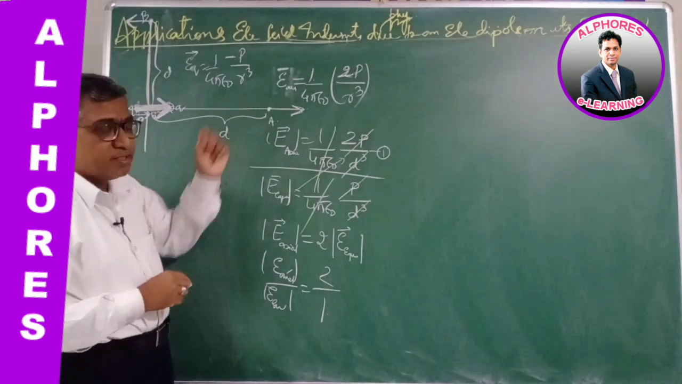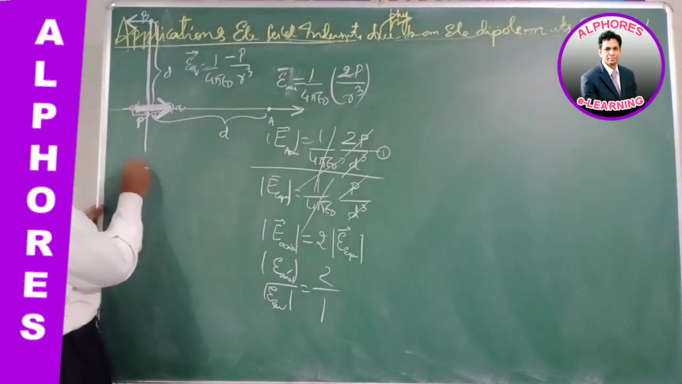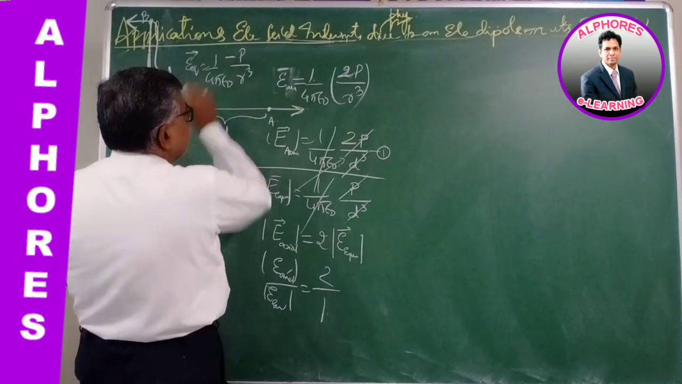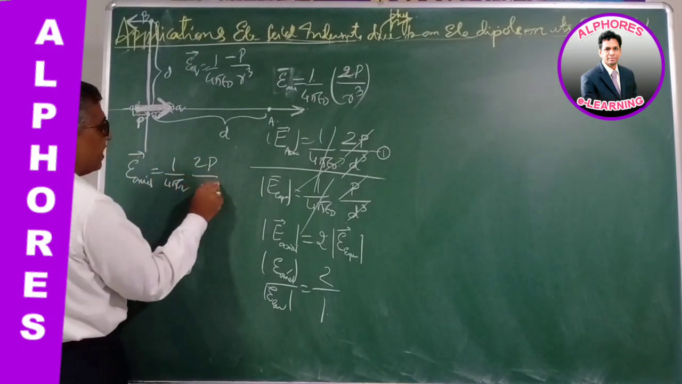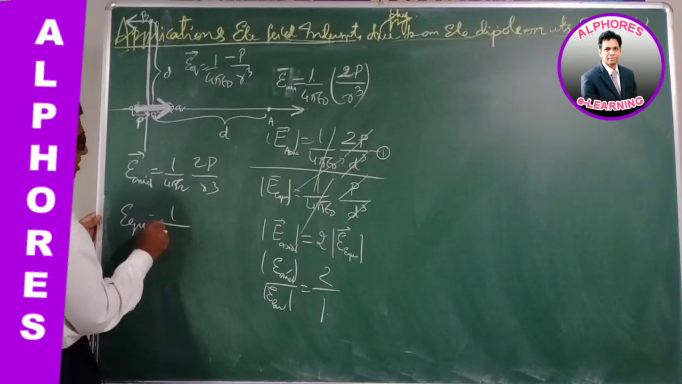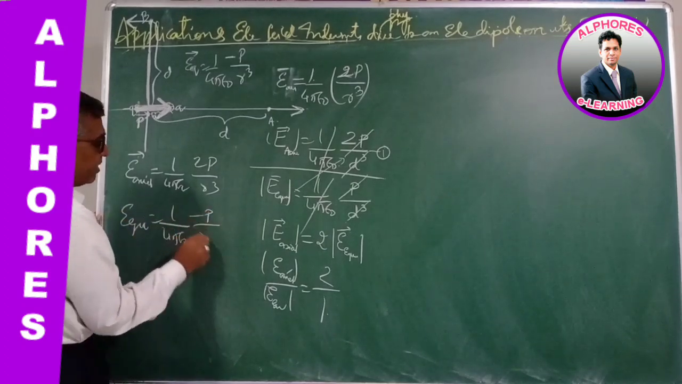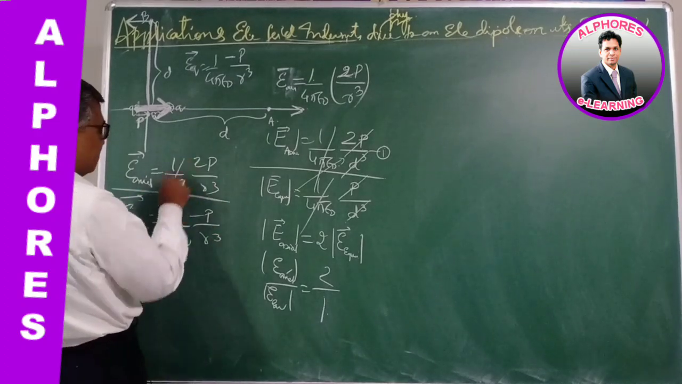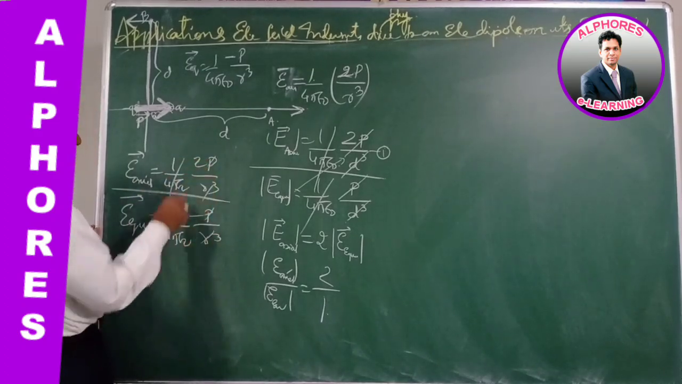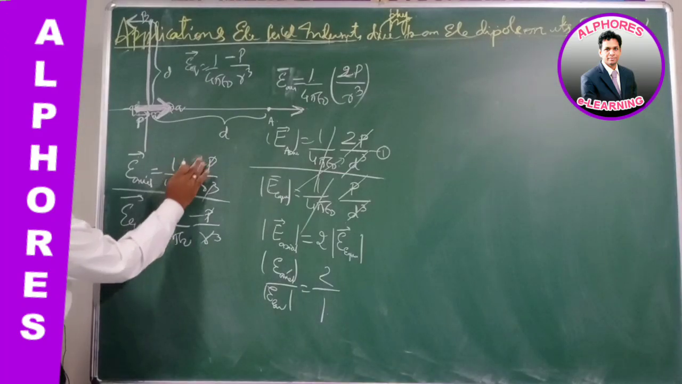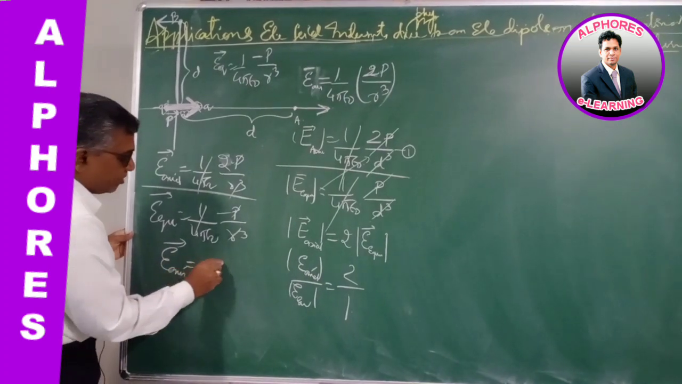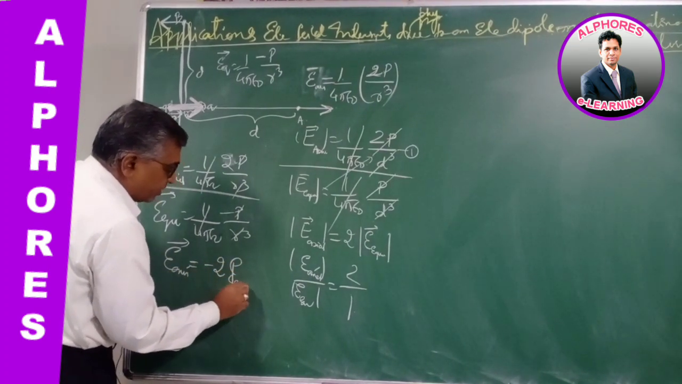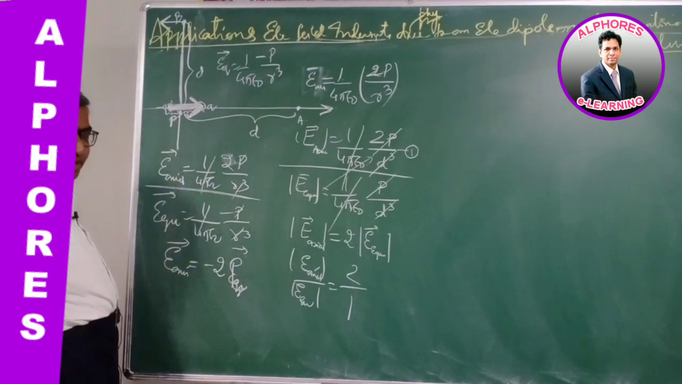Now comparing both, E axial vectorially, dividing this by this: E axial is 1 by 4 pi epsilon naught 2p by r cube, and E equatorial is 1 by 4 pi epsilon naught minus p by r cube, as vectors. The p and magnitudes cancel, so the 2 remains. So E axial vectorially is minus 2 times E equatorial vector.